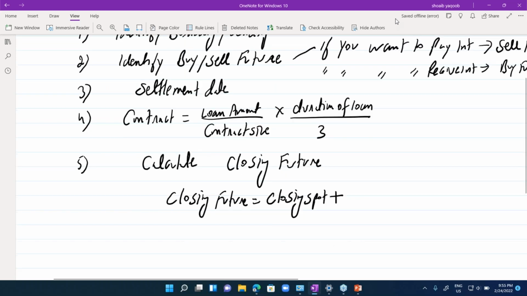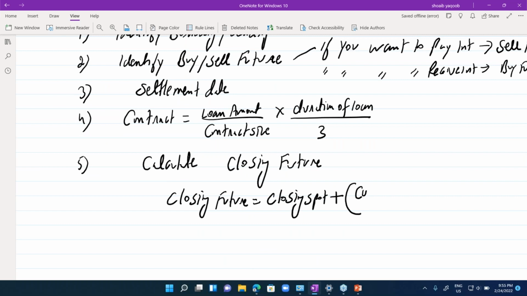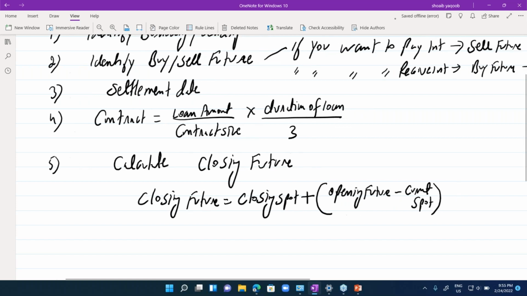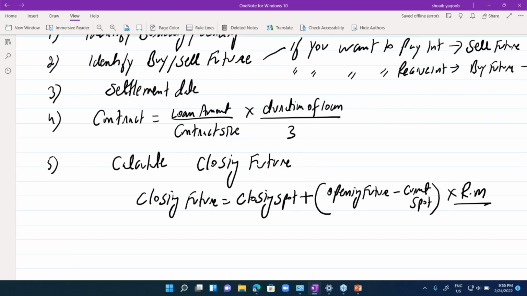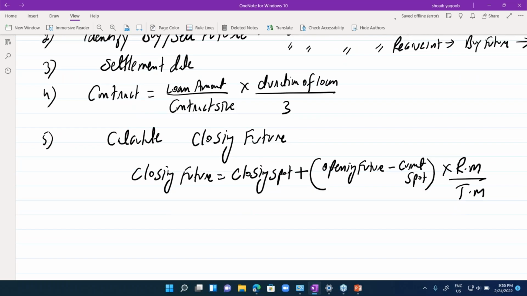Closing spot plus opening future minus current spot, into remaining months divided by total months. Closing spot will be given.